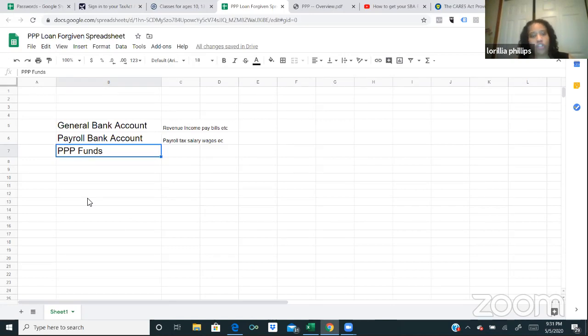Well, if you're smart, it's not going to go here and it's not going to go here. And it's not even going to go into a savings. What it's going to go into is a PPP funds bank account. Now, depending on who you bank with, you can pretty much do this online.